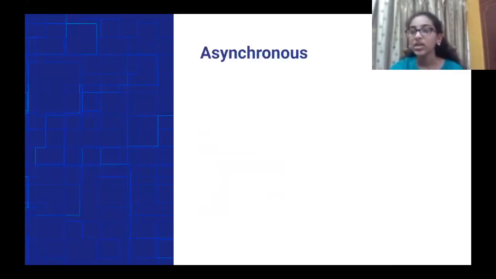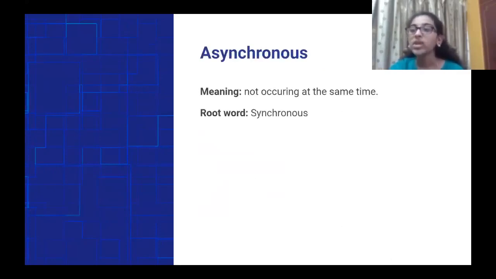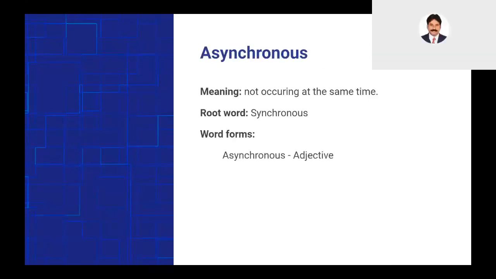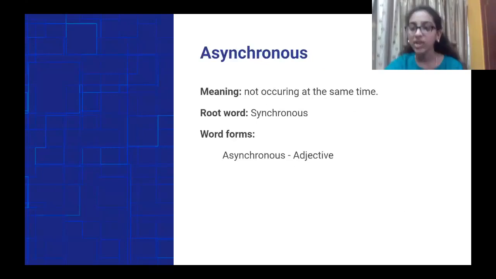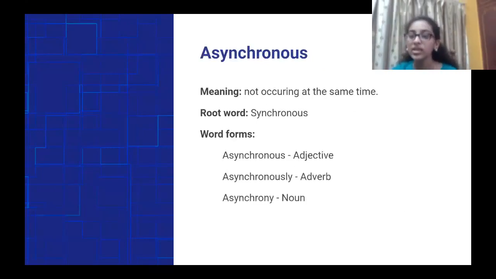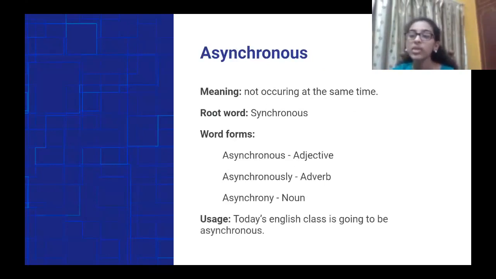And the next word is asynchronous. During the online classes, we heard this word many times. The class is going to be asynchronous, like that. The meaning of this word is not occurring at the same time. The root word is synchronous, and the different forms of the word are asynchronous, synchronously, which is an adverb, synchronous, asynchronous. The usage of the word is: this class is going to be asynchronous.